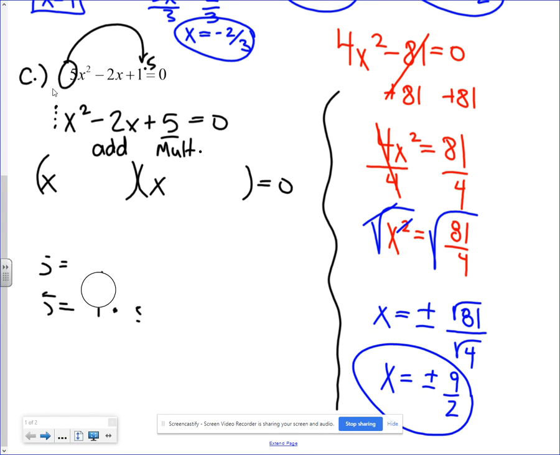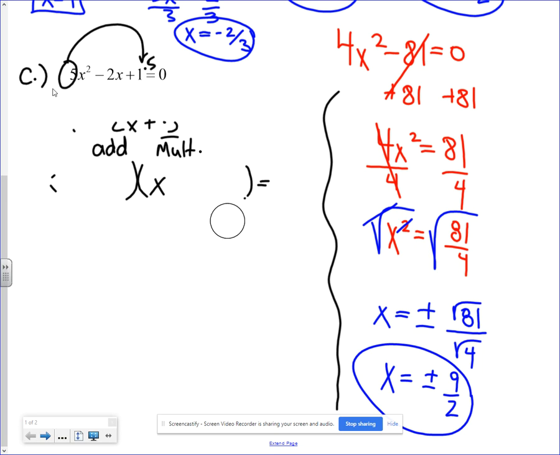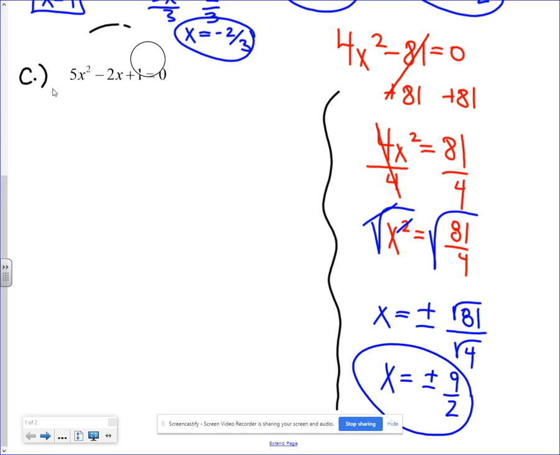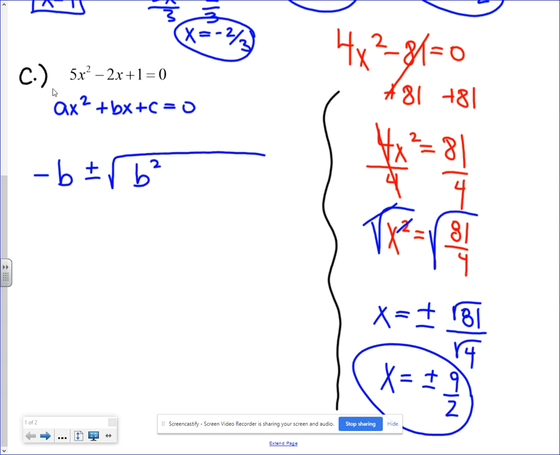So we have another method that we can use. And that method is the quadratic formula. Remember, we could have done the quadratic formula on A, because the quadratic formula always works. So if you recall, to use the quadratic formula, you got to get the quadratic equation in standard form, which it is. The quadratic formula is negative b plus or minus the square root of b squared minus 4 times a times c all over 2a.